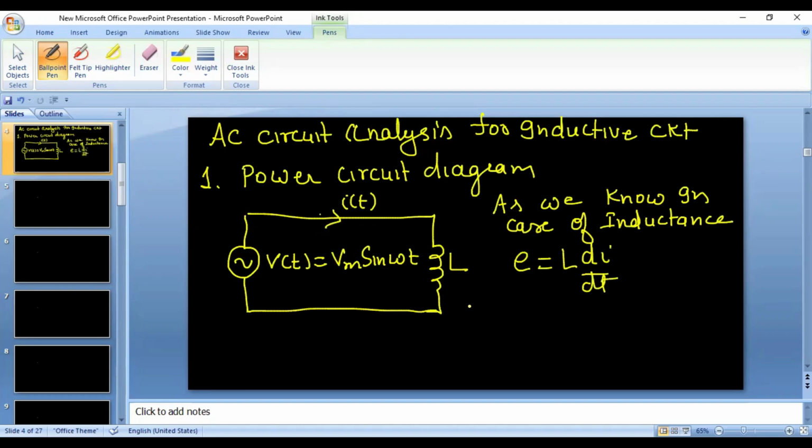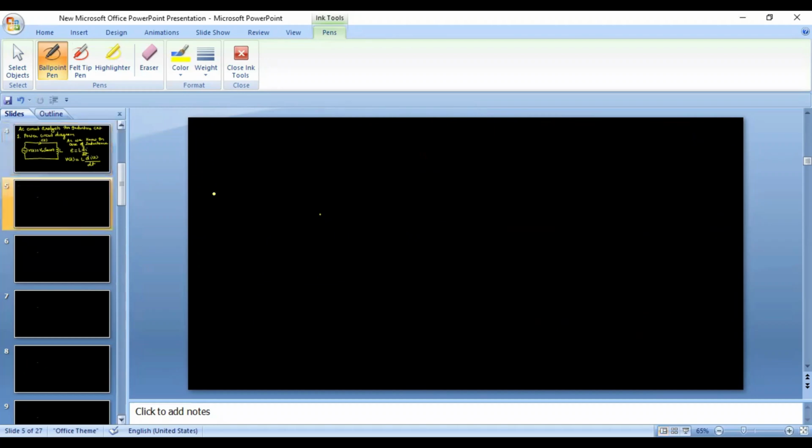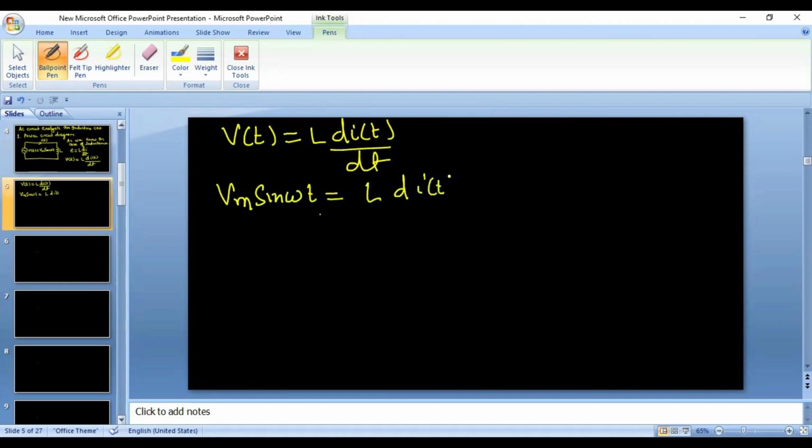Now, in this case, as the supply voltage is Vt, in place of e, I am going to write Vt, L, and the current flowing through this circuit is It, so in place of i, I can write It. This is the voltage across the inductor. As my interest is to determine the current It, I can put the supply voltage Vt equal to Vm sin omega t. So Vm sin omega t is equal to L dIt/dt.